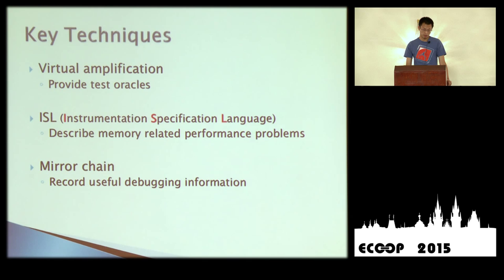And we propose an ISL language, which is short for Instrumentation Specification Language. Users can use it to describe many memory-related performance problems. And we use mirror chain to store the useful diagnostic information. So when we report the problem, we can also provide some useful debugging information to the users. So they can easily identify the root cause of the problem. Then they can go to there and fix them.